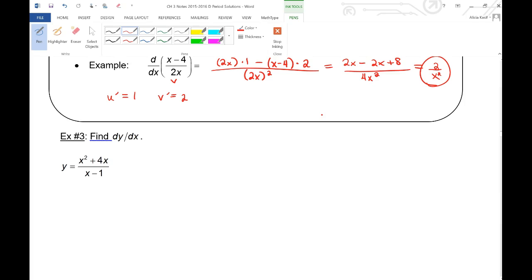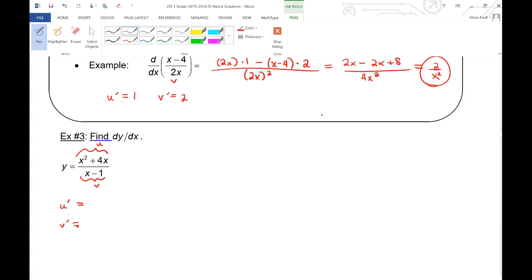Well, that's why we're just going to practice a couple now. Okay, so this one is quotient rule because we have a numerator and a denominator. If we make this u and this v, what would my u prime be and what would v prime be? U prime would be 1.